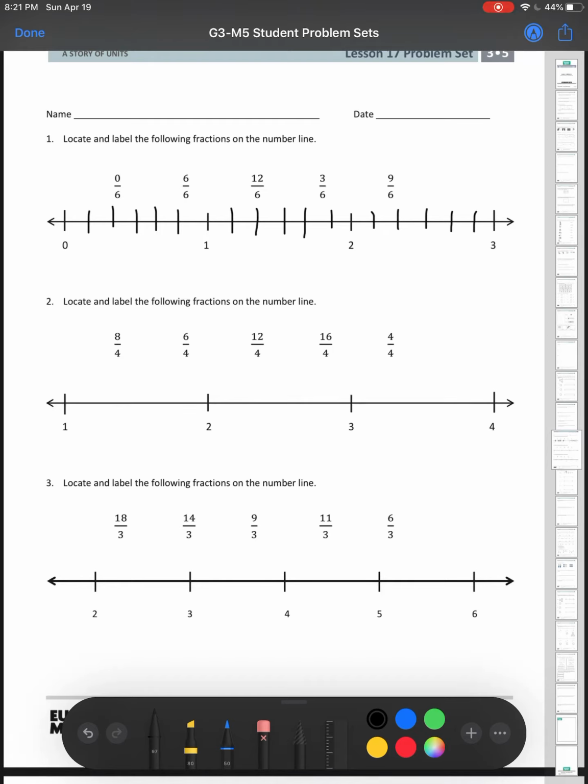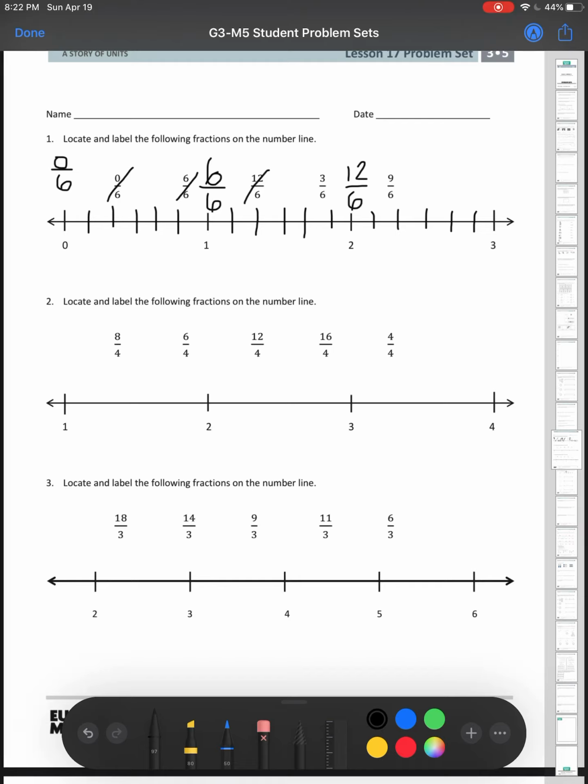And we know that 0 is 0 sixths. And that happens to be our first fraction, so we're already done with that one. Anytime the denominator and the numerator match, that means it's 1. So our second fraction in the list that we're supposed to put on the number line is 6 sixths, and therefore we know that it's 1 whole. And if 6 sixths is 1 whole, 6 times 2 is 12, so we know that 12 sixths is 2 wholes.